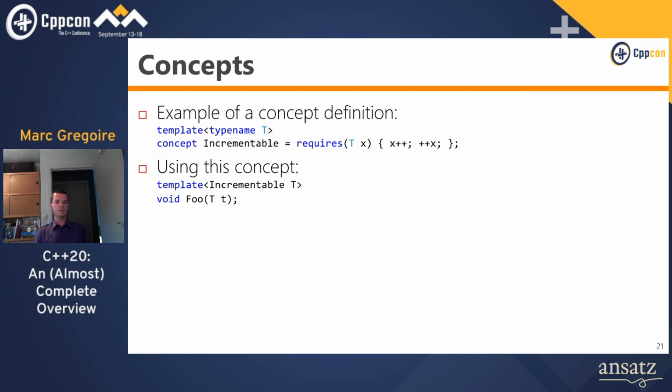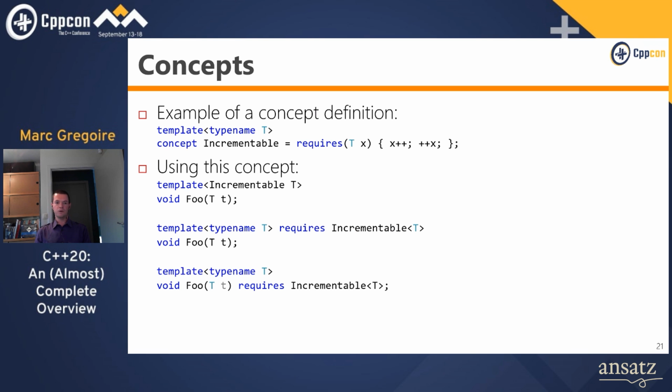How to use this concept? A first way to use this concept is, instead of writing typename T, I can just say incrementable T. That's one way. The second way is to use a so-called requires clause. And you can just use typename T requires incrementable<T>. The requires clause can be either before the function signature or after. And maybe the cleanest way to use it is to combine it with abbreviated function template syntax. And then you get the following syntax. You just say incrementable auto T. So you don't have to specify any template line here.